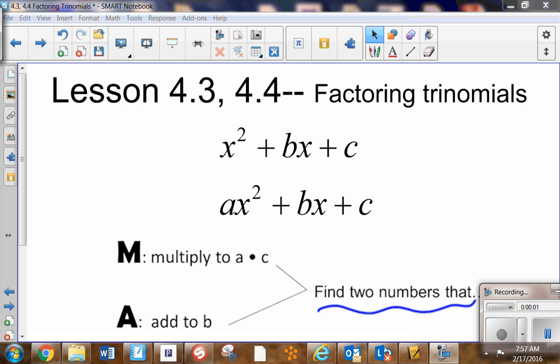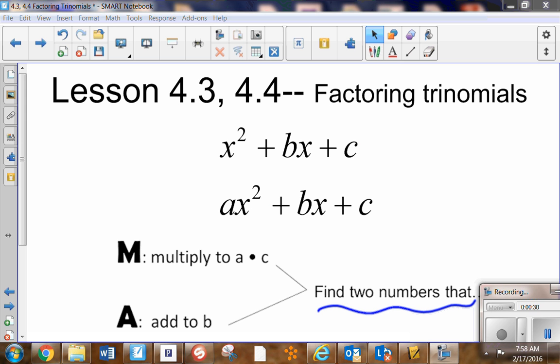All right, today we're going to cover 4.3 and 4.4. We're going to concentrate on the trinomials. There's a page in your factoring booklet. Yesterday we talked about one particular trinomial, the perfect square trinomial. But today we're going to talk about other trinomials.